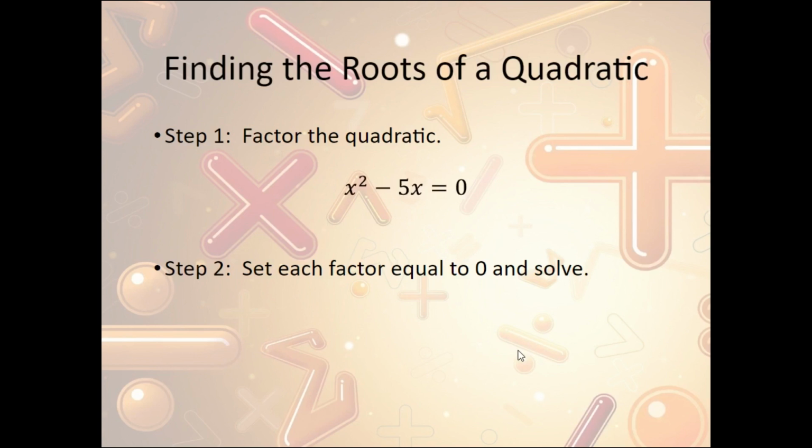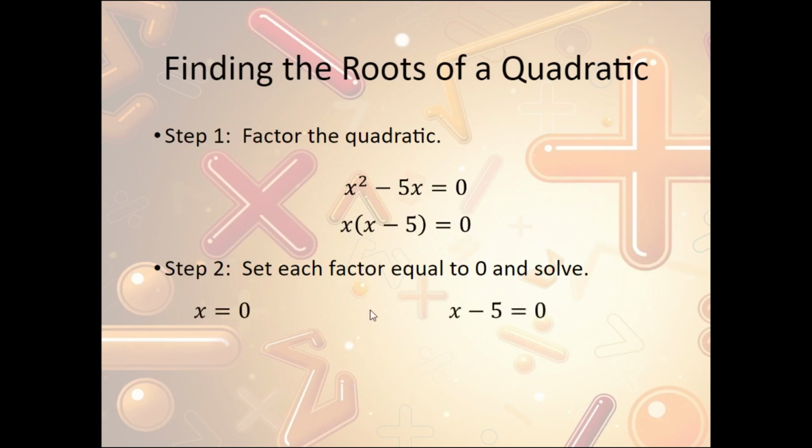Let's look at another example. We have x squared minus 5x is equal to 0. So again, we factor this, and we can pull an x out of this. So we get x times x minus 5 is equal to 0. Now we set each of those parts equal to 0, and that includes the x. So x can equal 0, and x minus 5 can equal 0.